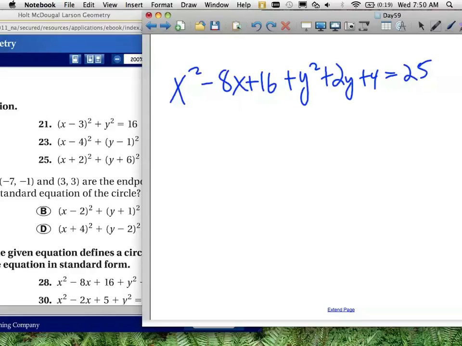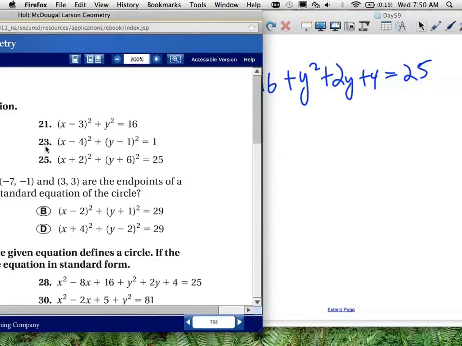So notice this is not in the right form. If you look at all the ones that are in the right form, like these, what do you know about all the squares? They're all completed squares, right? x minus 4 squared, y minus 1 squared, meaning x minus 4 times x minus 4, right? So that's a factored problem. Do you know what I'm saying? What's your question?